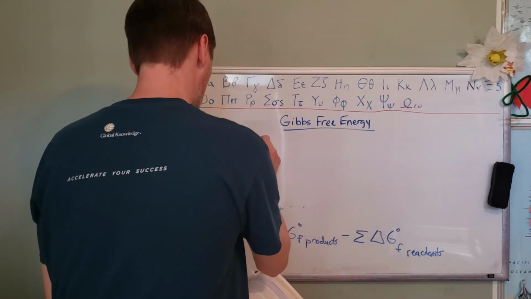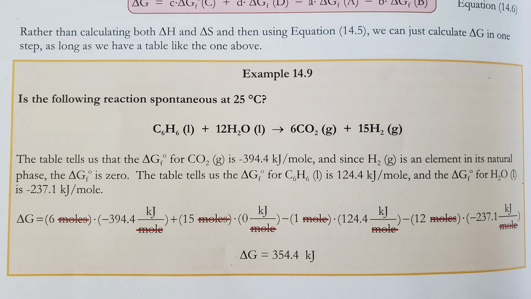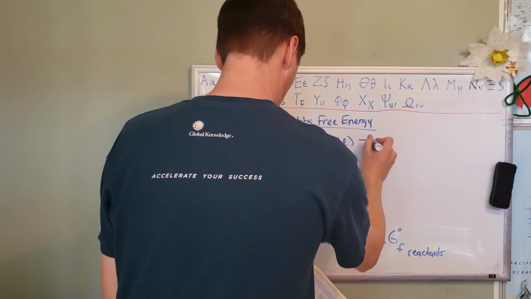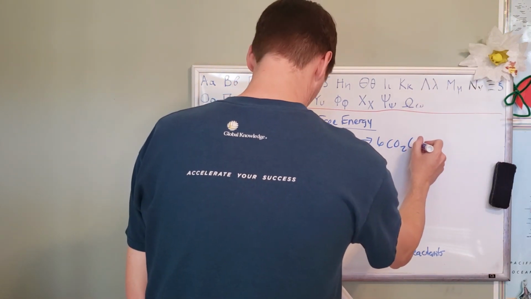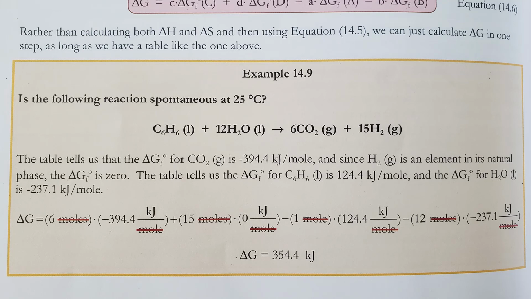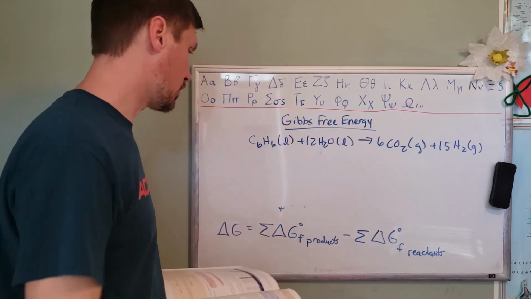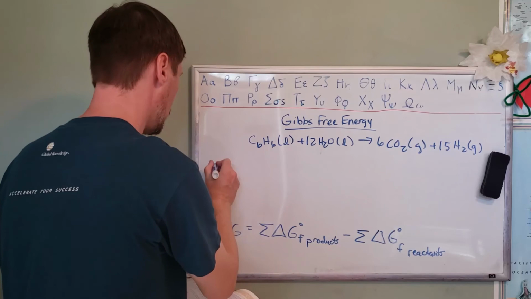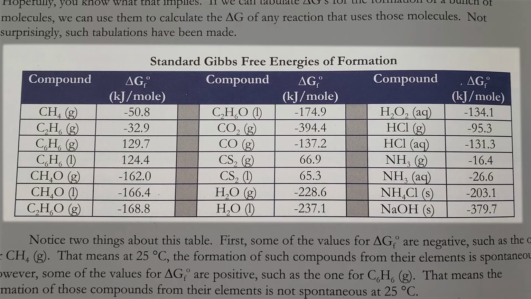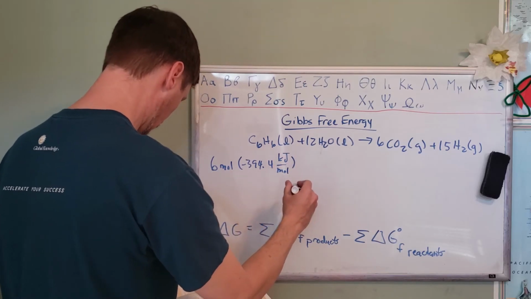And they give us C6H6 plus 12 H2O in liquid form. Notice that the phase of the substance matters. 6 moles of carbon dioxide in gas form plus 15 moles of H2 in gas form. Okay? And so all we're doing is we're just looking this up on the table and plugging in these values, right? So we first do it for 6 CO2. So we've got 6 moles of CO2. We see that it has a value of negative 394.4 kilojoules per mole. And again, I'm going to leave the units out for space.